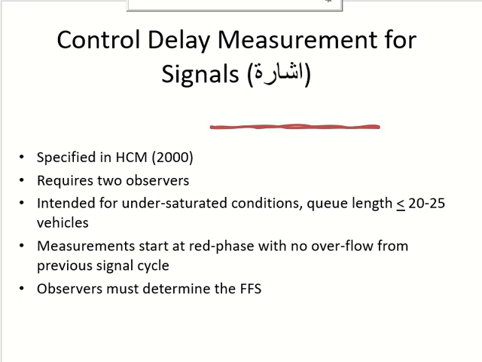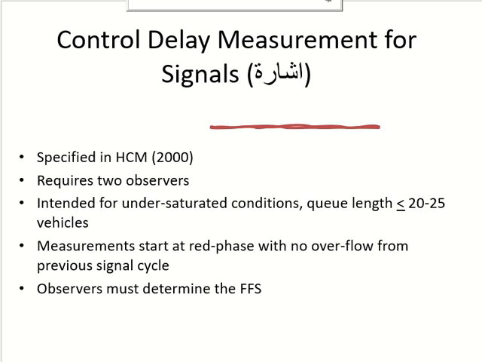Okay. So control delay means the delay which is caused because of the time in the queue, because of deceleration, and because of acceleration, the time required to accelerate back to the normal speed. Okay, so control delay includes these three things: time in the queue, deceleration, acceleration.